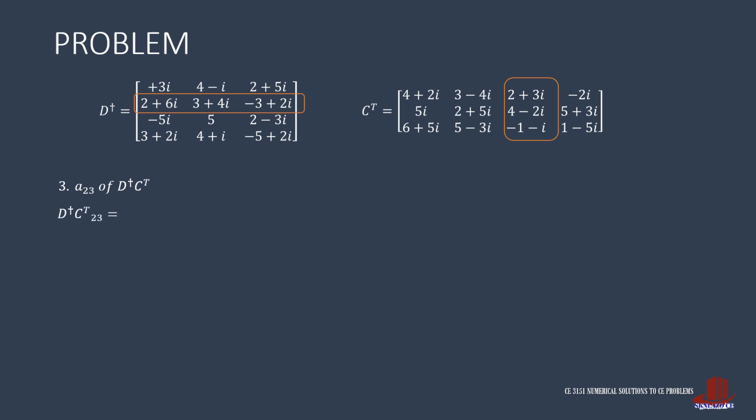So element 2, 3 of D dagger times C transpose then becomes 3 products. First, 2 plus 6i with 2 plus 3i. Second, 3 plus 4i times 4 minus 2i. And third, negative 3 plus 2i times negative 1 minus i.